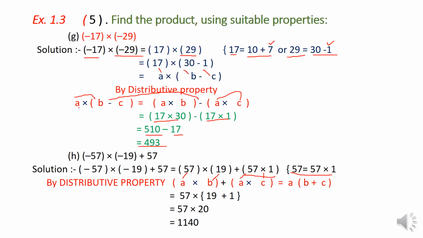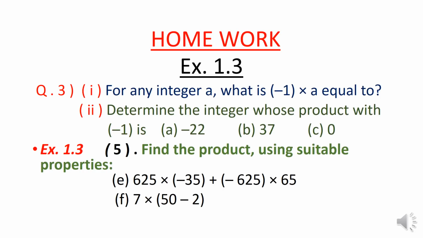So, we are considering the distributive property in the opposite direction. Here 57 will remain common, and inside you will get 19, and the second part inside you will get 1. So, this will become 19 plus 1, which will become 20. So, 57 multiplied by 20 will become 1140.